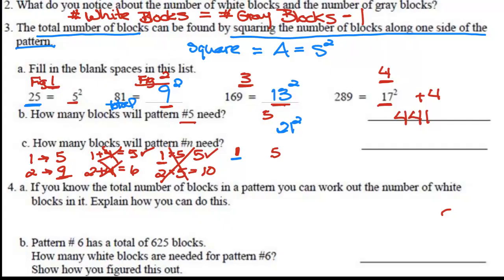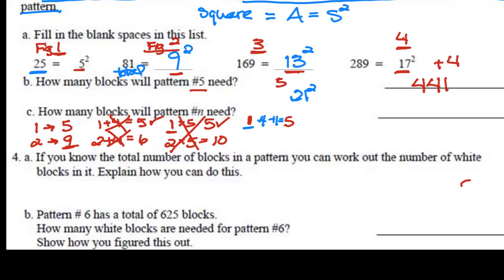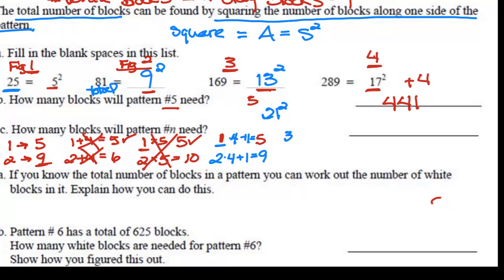Multiply by 4, add 1. Let's see if that works. So 1 times 4 is 4, plus 1 is 5. Okay, so it works for that one. Let's try figure 2. 2 times 4 is 8, plus 1 is 9. Oh, that works, right? So let's try it with 3. So 3 times 4 is 12, plus 1 is 13. And then we have to square it.